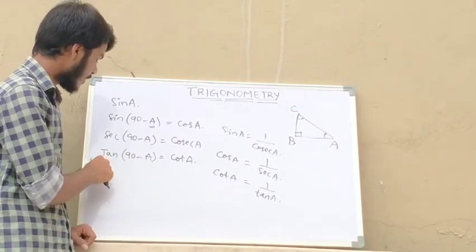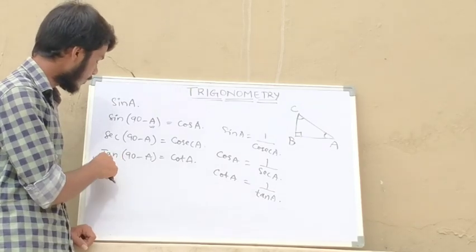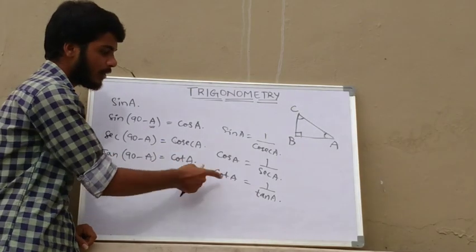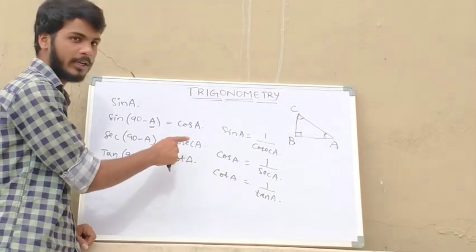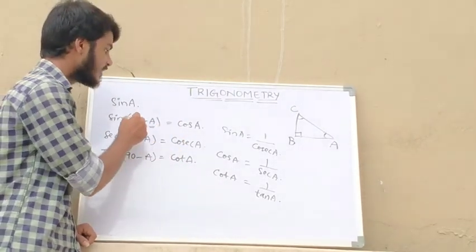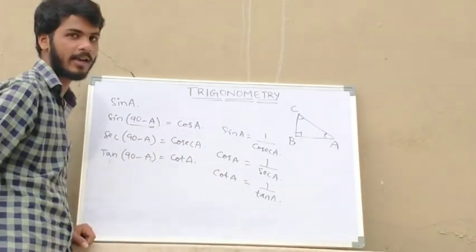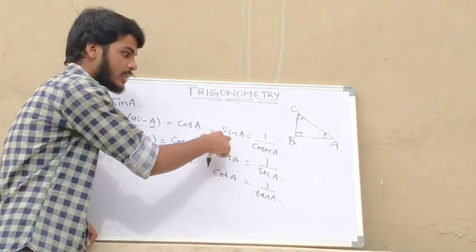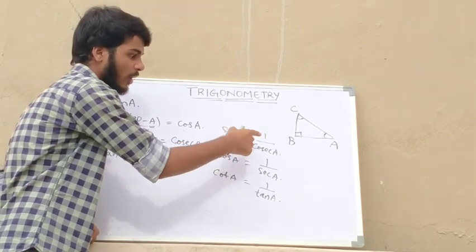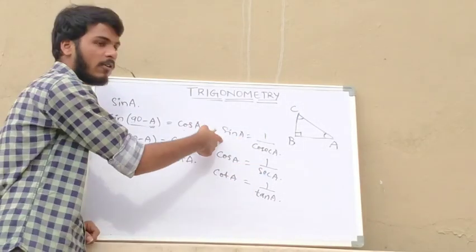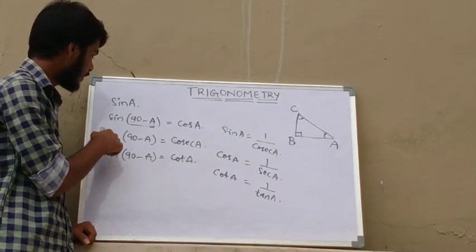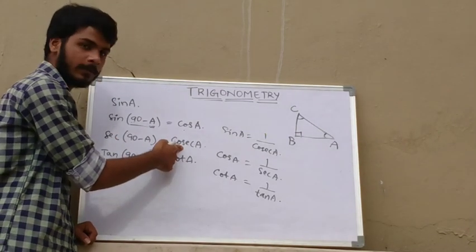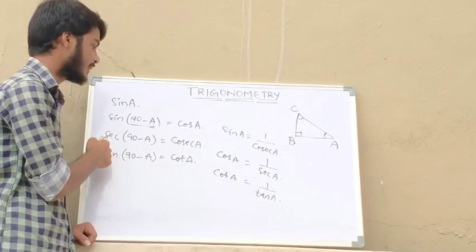Again, in case of changing ratio, tan changes to cot, but here no change. In both cases they are same. Only we need to remember that sin changes to cos in case of 90 minus A, but in the reciprocal, sin is a reciprocal of cosecant. Cosecant is a reciprocal of sin. Anyway, it is correct. In change of ratio, secant changes to cos, cosecant changes to secant.